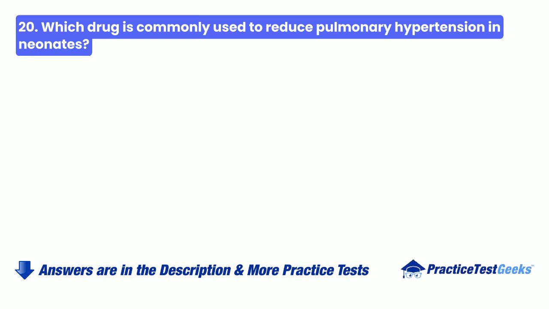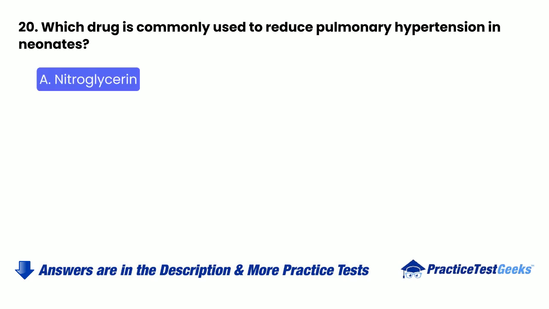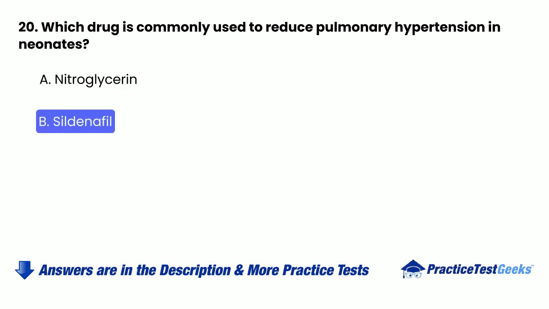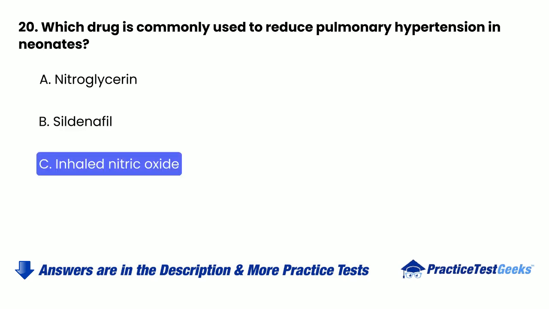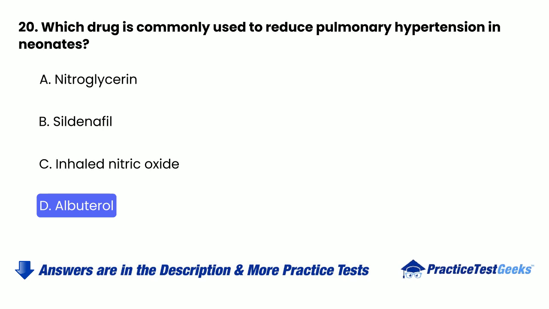Which drug is commonly used to reduce pulmonary hypertension in neonates? A. Nitroglycerin. B. Sildenafil. C. Inhaled nitric oxide. D. Albuterol.